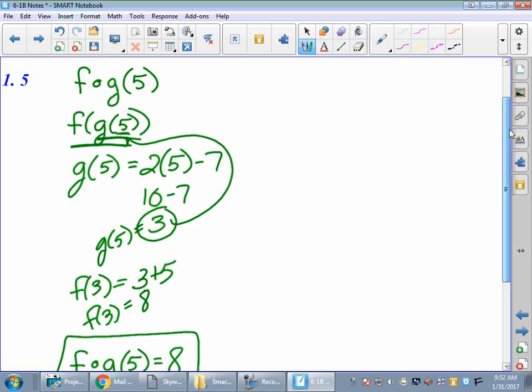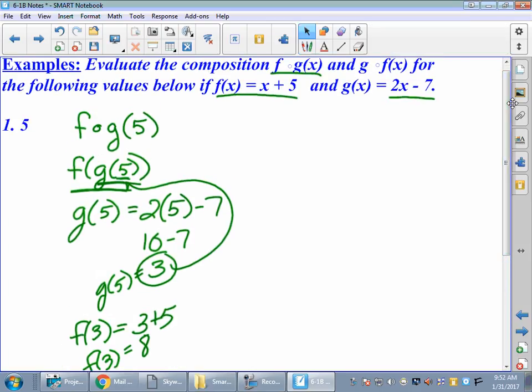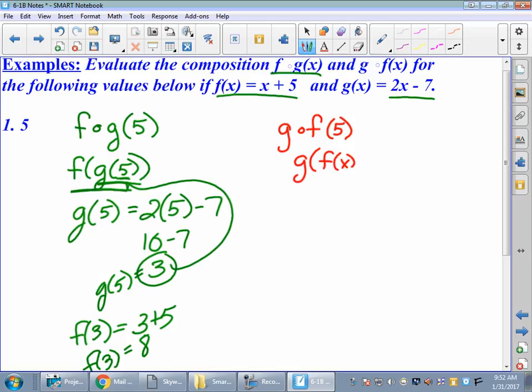Okay, in the other format, if I want to do the same problem but now do g composition f, there are times where it's going to give us a different answer. So we're going to do g composition f of 5. Write it as nested parentheses. That's g of f of x. You can see the f of x sitting in there, and actually I can make that a 5, sorry, f of 5.